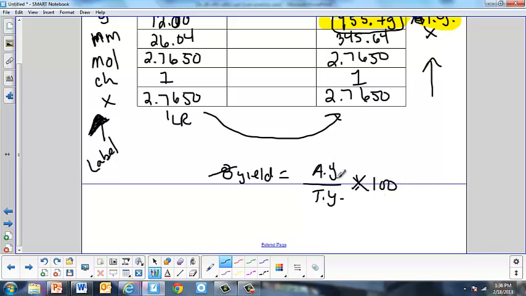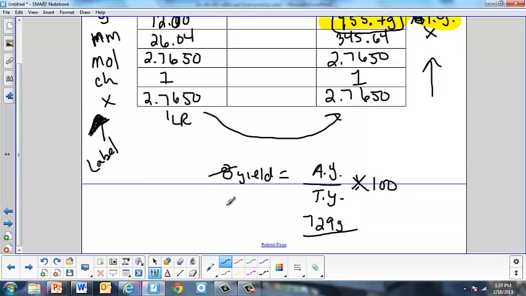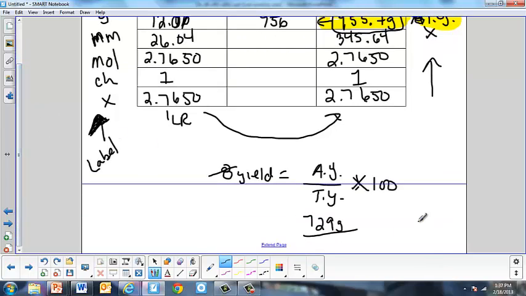Okay, now they told me the actual yield in the last slide was 729 grams. My theoretical yield should have been 955. Actually, I remember I put an extra 0 here. So there were only 3 significant figures. So this one should have actually been 956. Okay, because that 7 would have rounded it up to 956.